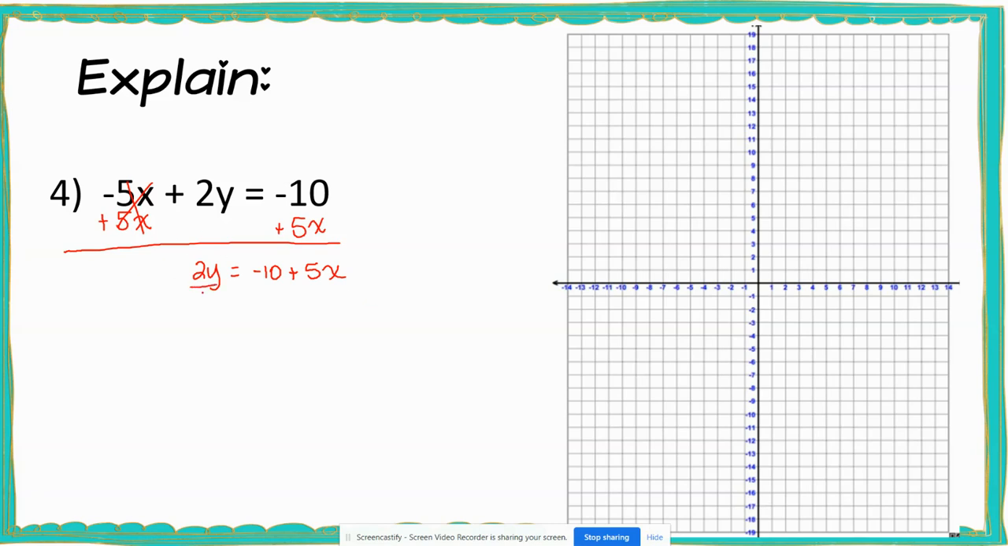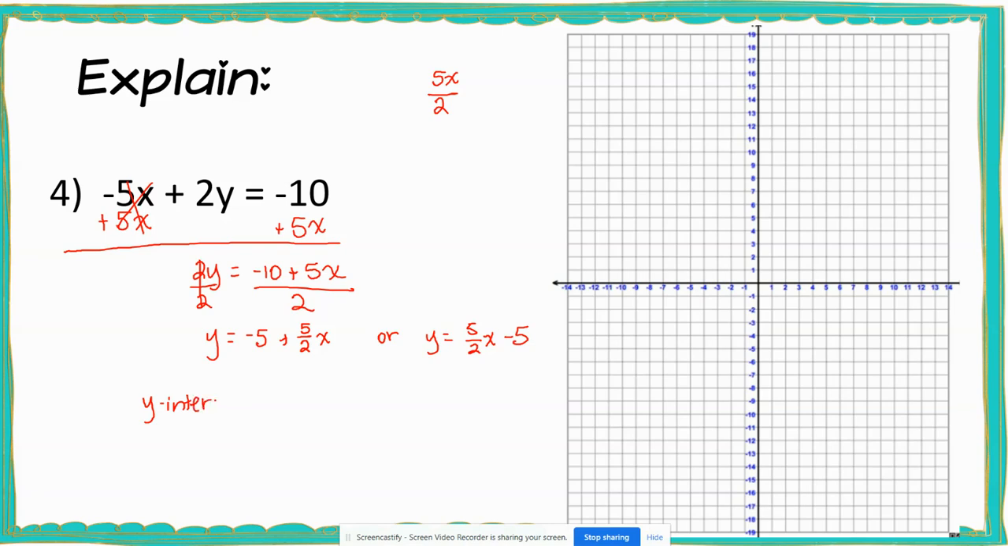To get y by itself, we need to divide by 2 on both sides. Our 2's cancel to leave us with y equals, and negative 10 divided by positive 2 is negative 5. Then we have 5x divided by 2. Well, again, that would give us a decimal, so we'll just leave it as 5 over 2. Now, since it's positive, we're going to write plus 5 over 2x. Another way to have written this would have been positive 5 over 2x minus 5, since that 5 was negative.